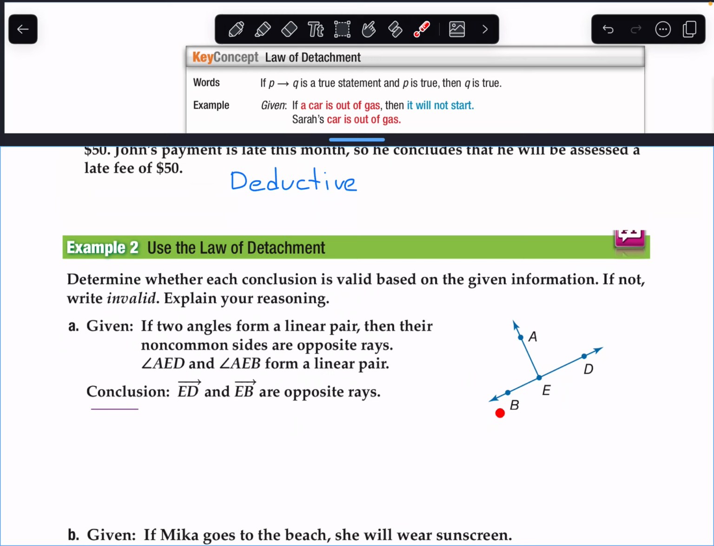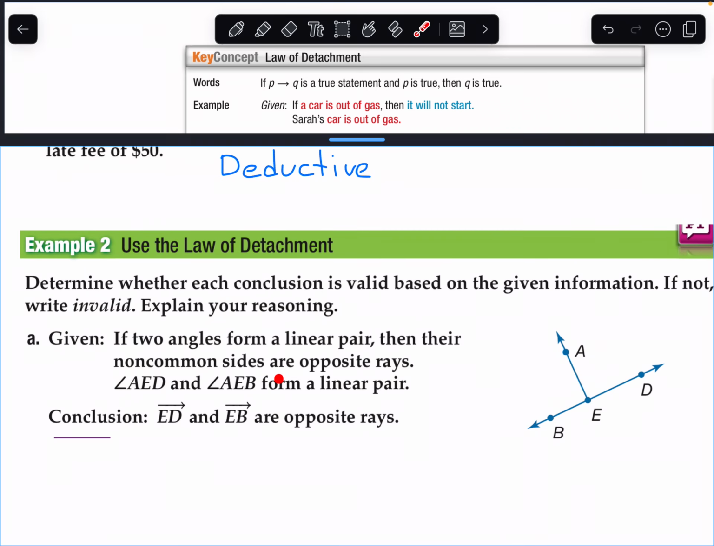Example 2. Use the law of detachment. Determine whether each conclusion is valid based on the given information. If not, write invalid. Explain your reasoning.